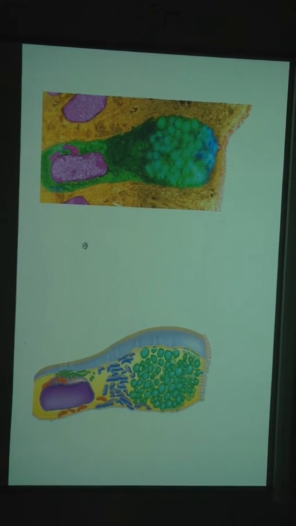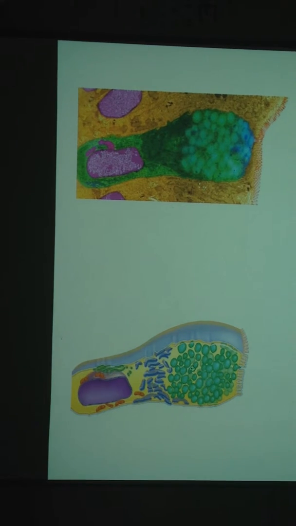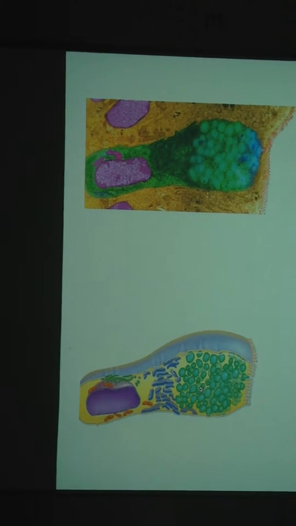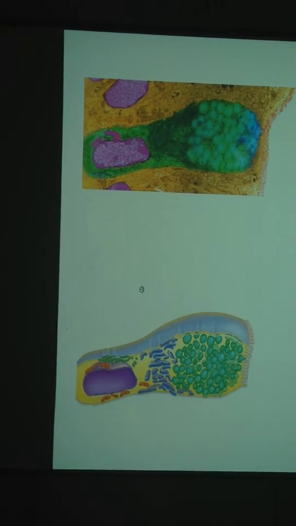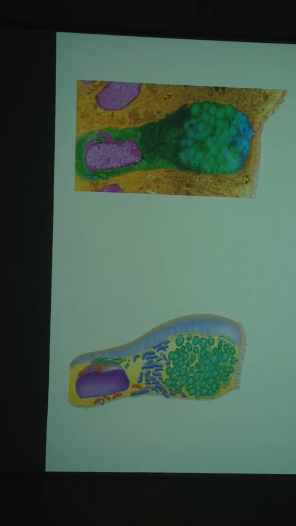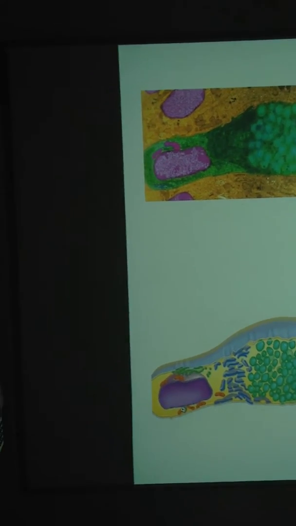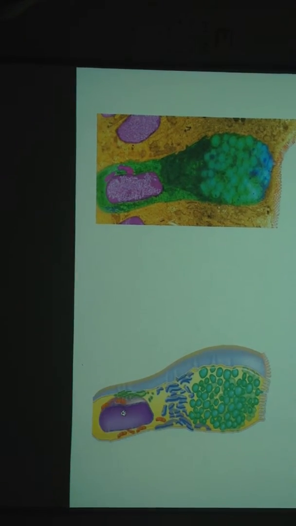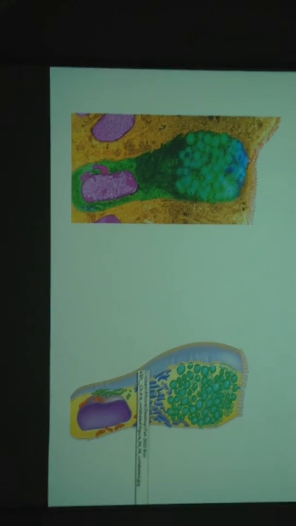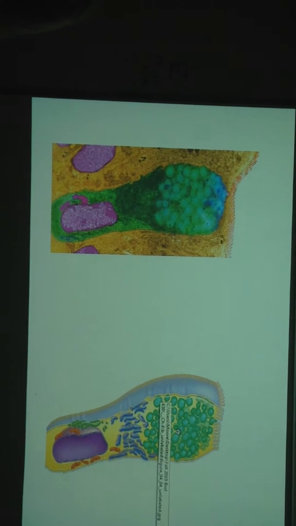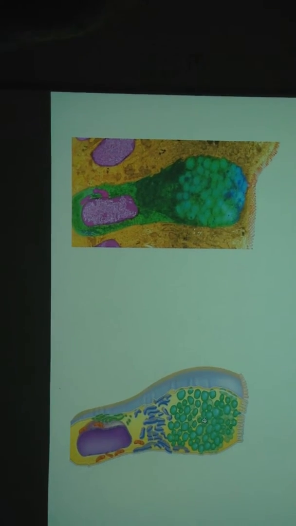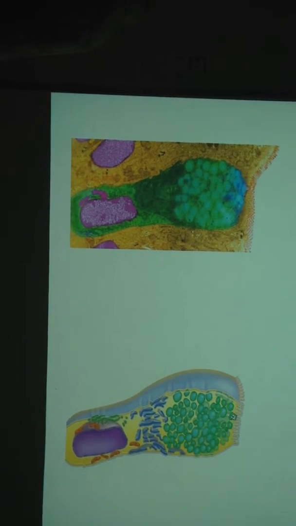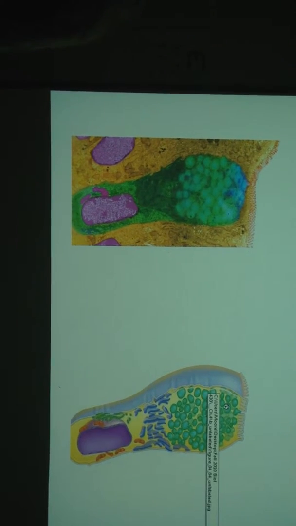Goblet cell. What's in the vesicles? Mucin. Right, so another example where they show you very specific cellular features: nucleus, instructions for making the protein, RER where you make the protein, vesicles store the protein, released by exocytosis at the top, and the protein is mucin.